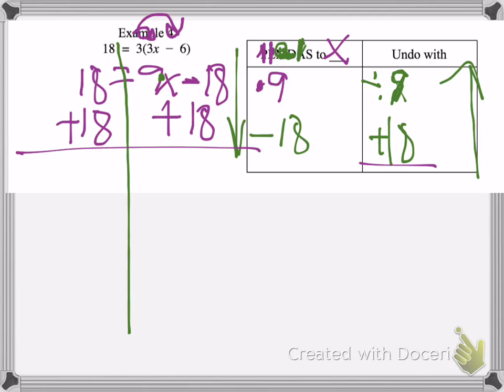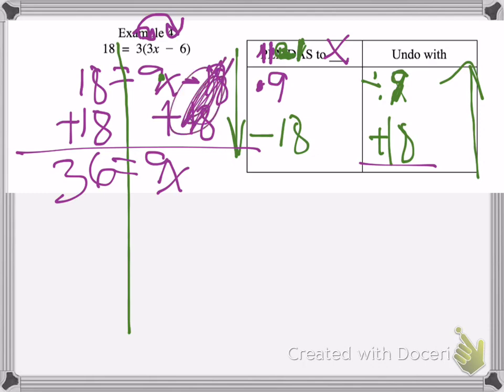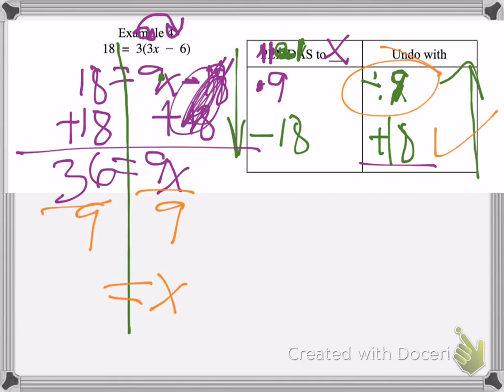18 plus 18. I might need my calculator for that one. 36. Oh, okay, good. You don't. You got your math facts down. And then 9x, negative 18 plus 18 is 0. Yeah, they're gone. All right, let me choose a better color. Let's use orange. So now we got to divide by 9. Divide by 9. X equals 4. I know my 9s. That was a good one.